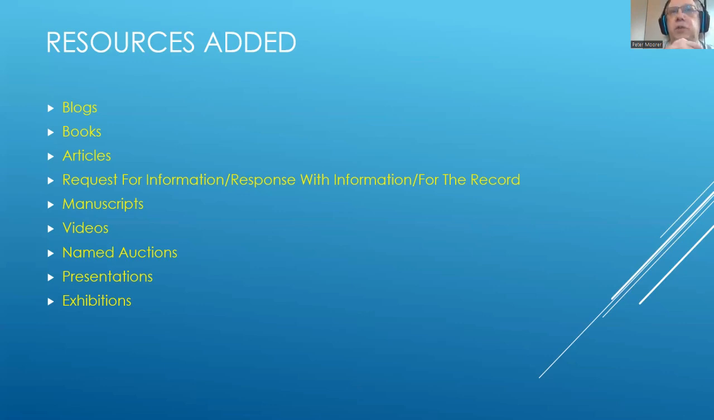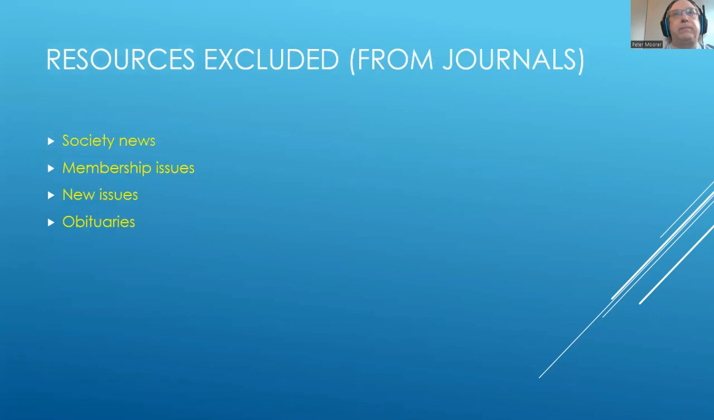Then there is a very strange category. It's called request for information, response with information, or for the record. Normally you have an article in a journal, but sometimes you have questions or letters to the editors, and those will come as a request for information or a response with information. I will add all those to the database, and usually they are not found in the indexes of the journals themselves. So I will have a lot more information than the journals themselves.